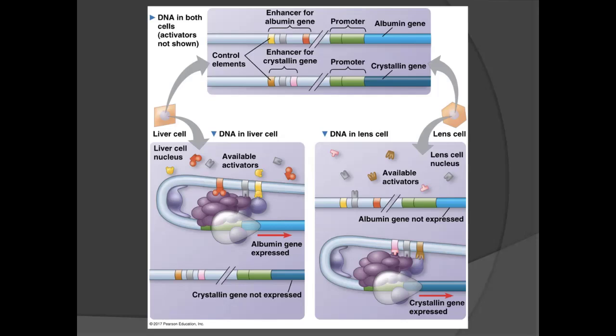Now let's take a look at what is occurring in the lens cell. In the lens cell, we would now have specialized activators that would be specific for the crystallin gene. In essence, they would be binding to the specific enhancer region on the genome. Transcription factors would also bind, thus enhancing transcription of the crystallin gene. Note that these activators are not able to bind or fit in the enhancer region for the albumin gene. As a result, the albumin gene will not be expressed. This illustrates one of the most important ways that eukaryotic cells can express different proteins in different cell types.